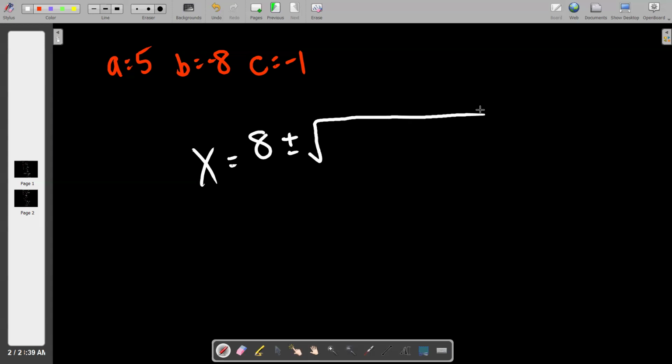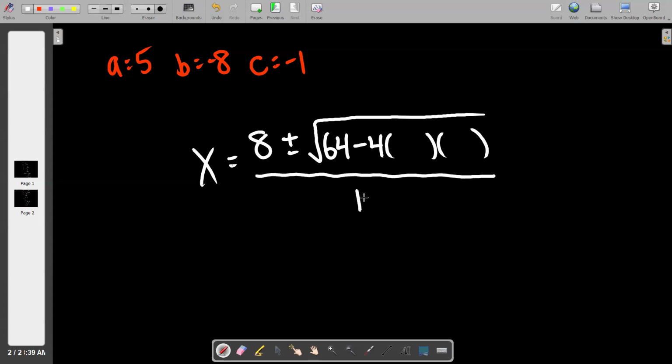Leave yourself plenty of room. What goes first inside the root? 64. Beautiful. -4, blank, blank. All divided by 10 again. What goes in the first blank? Second blank.